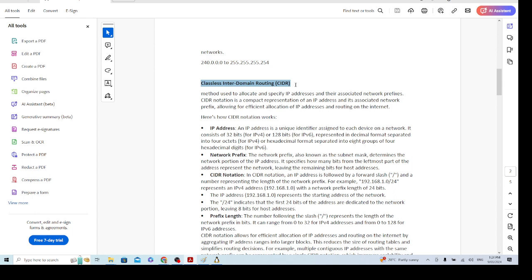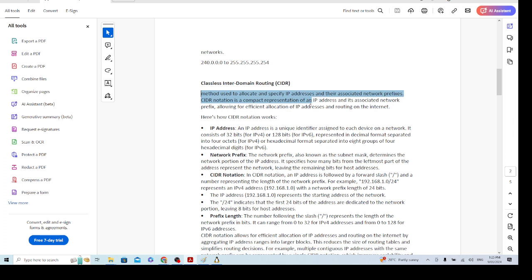Now we are getting to the main important part, classless interdomain routing. So what is classless interdomain routing, CIDR? It is a method used to allocate and specify IP addresses and their associated network prefixes.